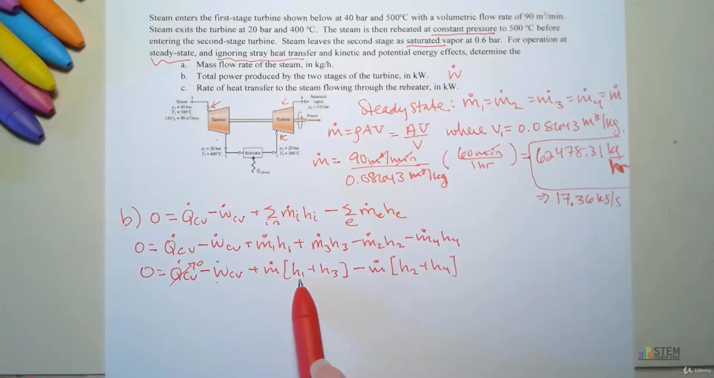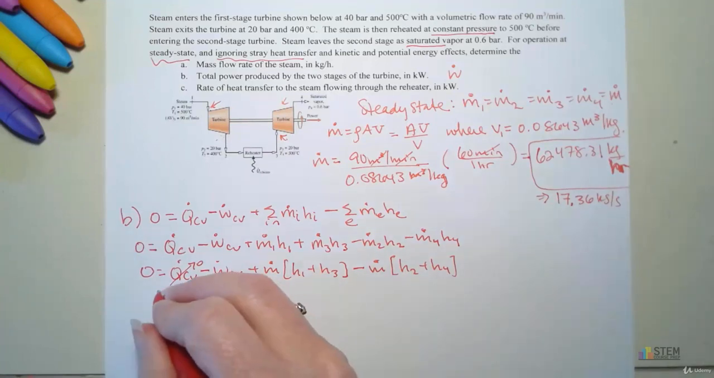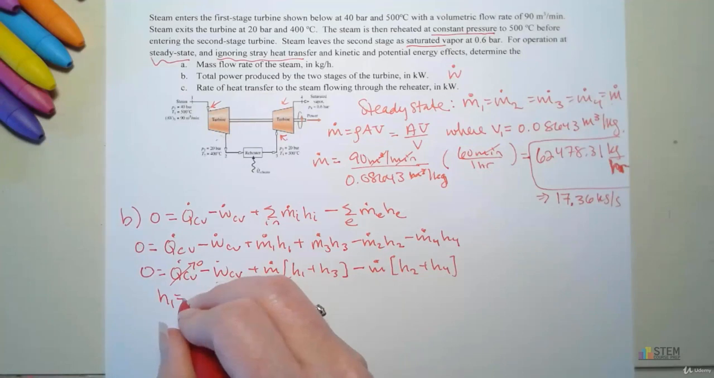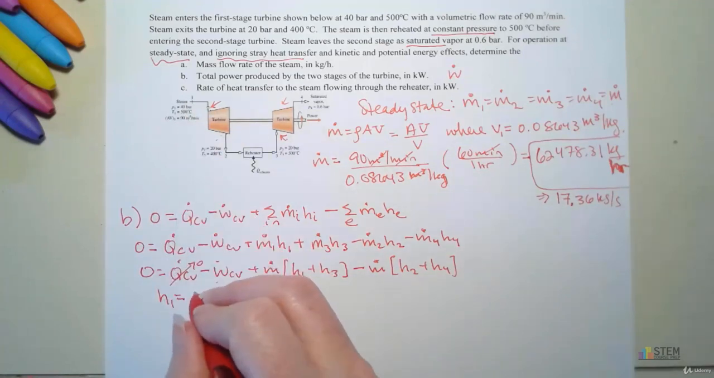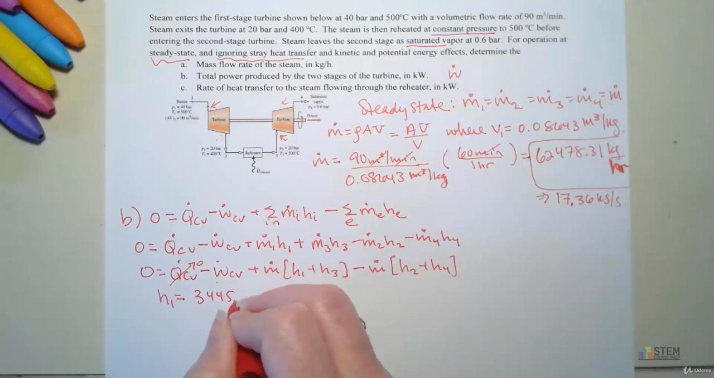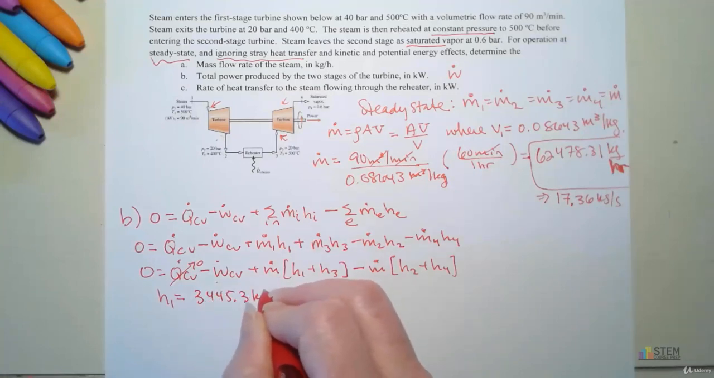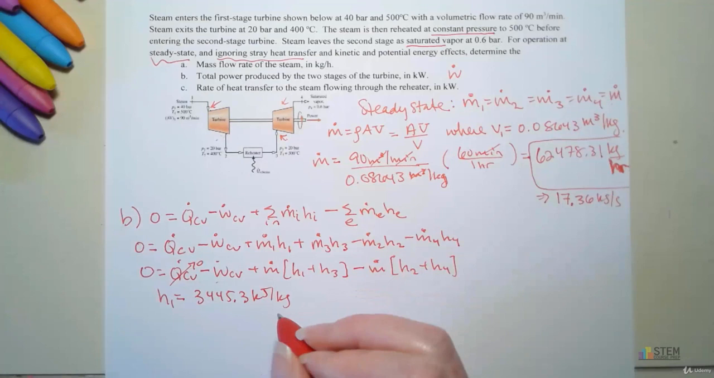Alright, so back to this. These values are going to come from the tables. So you're going to have to figure out what tables you need. So H1, we already said that was superheated vapor. So go to your superheated vapor table, look up this combination of pressure and temperature, and you're going to get 3445.3 kilojoules per kilogram.